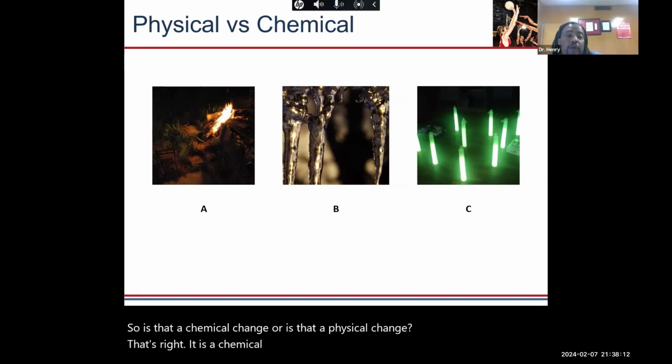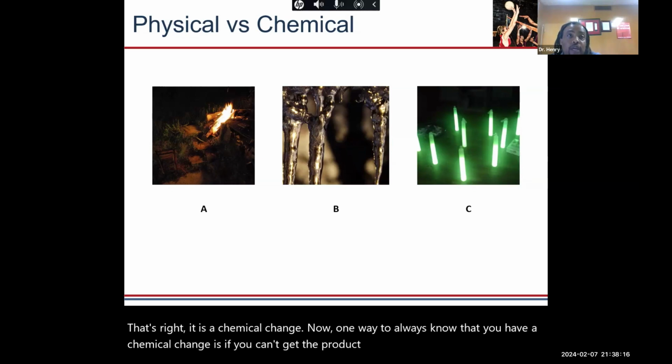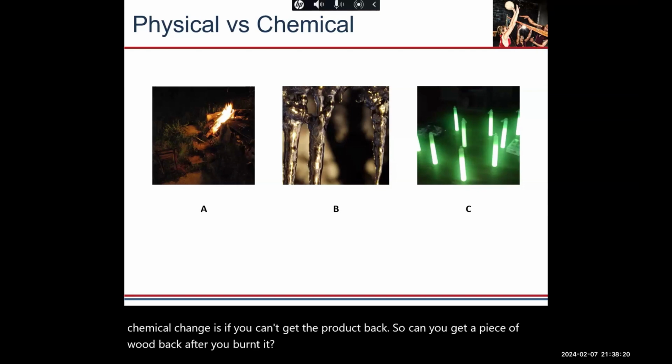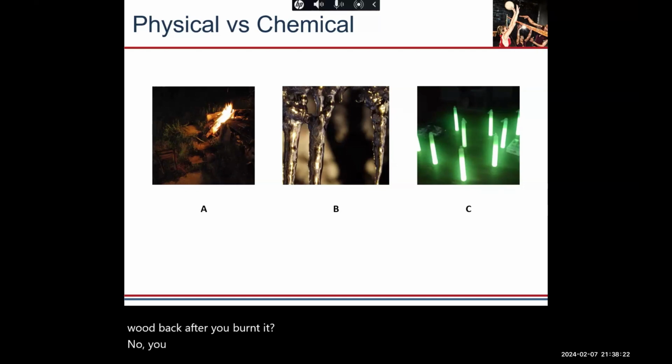Now, one way to always know that you have a chemical change is if you can't get the product back. So, can you get a piece of wood back after you burnt it? No, you can't. Okay.